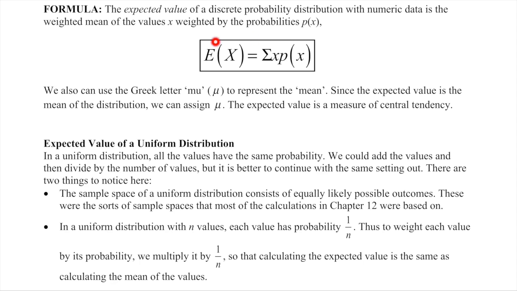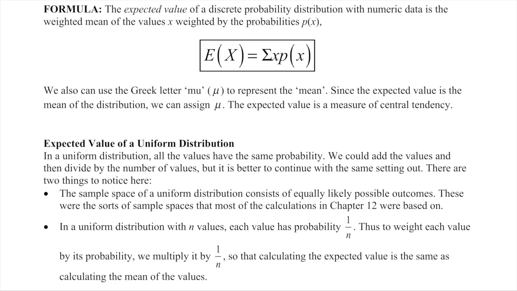Here's our formula that we're going to use to find the expected value. Now it looks quite complicated. Remember that sigma means sum. X means what you're looking for. P of X means the probability. So we'll do some examples and that'll make sense in a moment. Sometimes we also use the letter mu, a Greek letter, there it is there, to say mean, just so that you're aware of that.